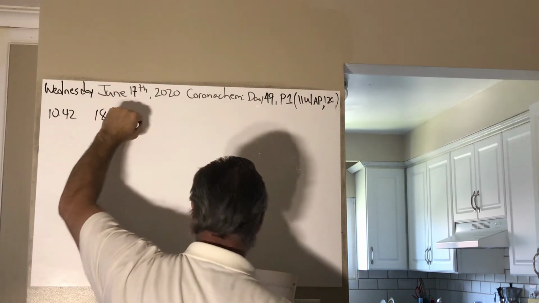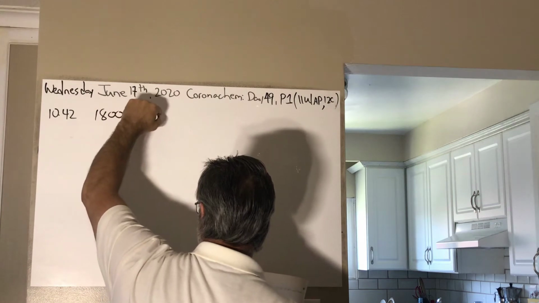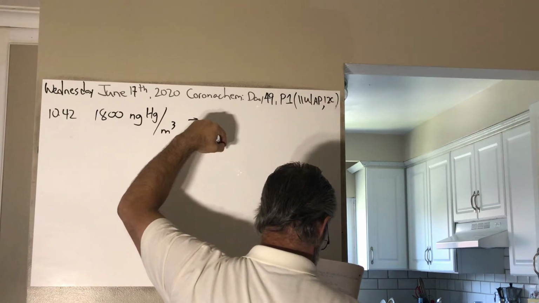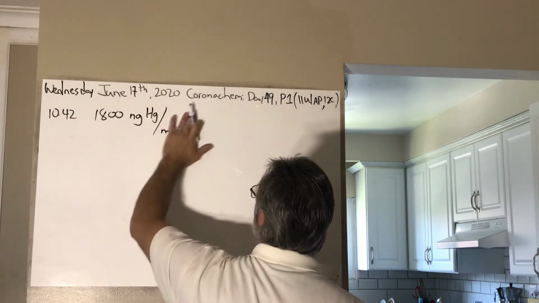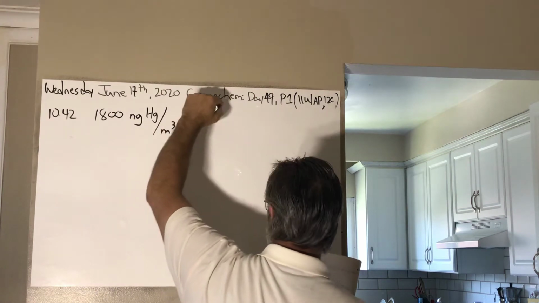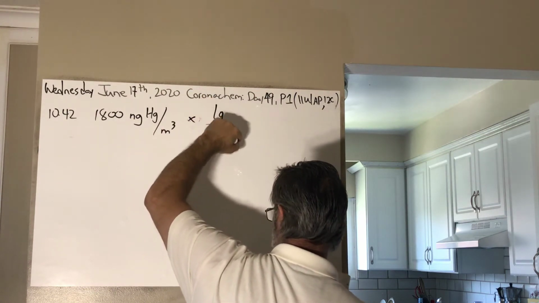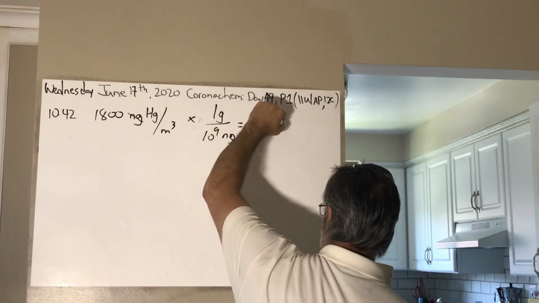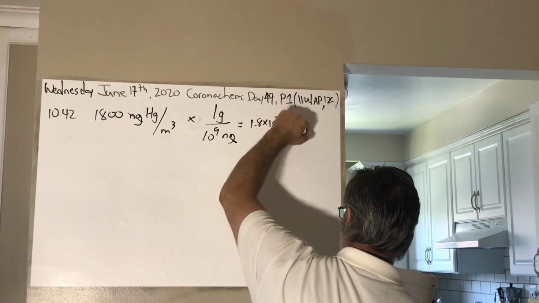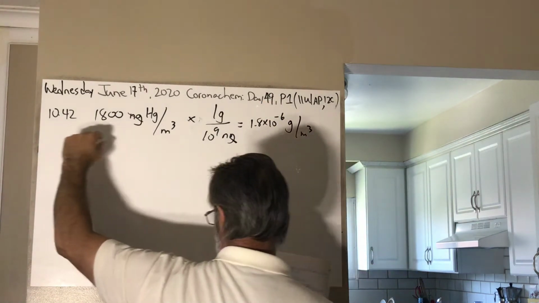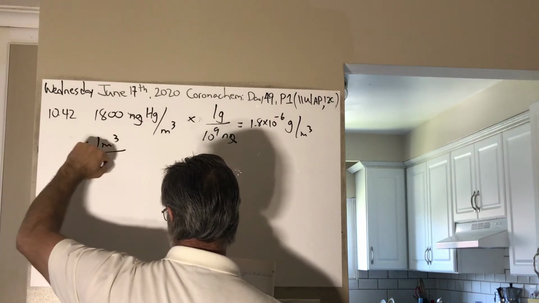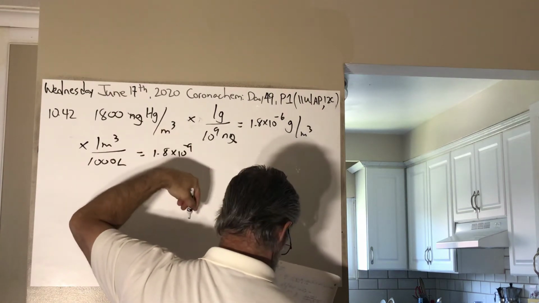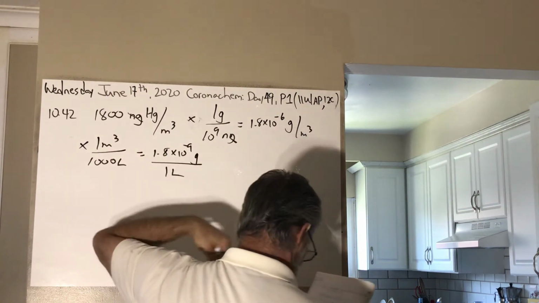1,800 nanograms of mercury per meter cubed times 1 gram per 10 to the 9 nanograms, so nanograms can cancel, is equal to 1.8 times 10 to the negative 6 grams per meter cubed, times 1 meter cubed per 1,000 liters equals 1.8 times 10 to the negative 9 grams per 1 liter.